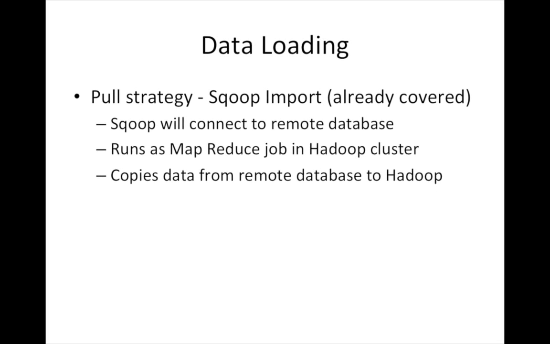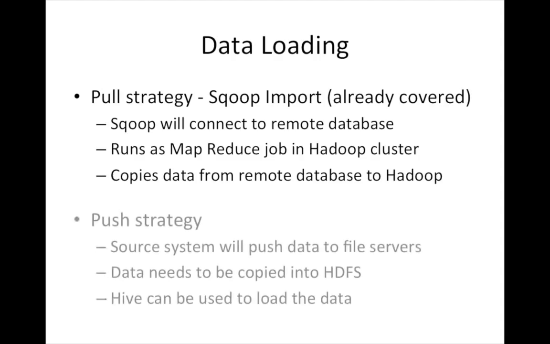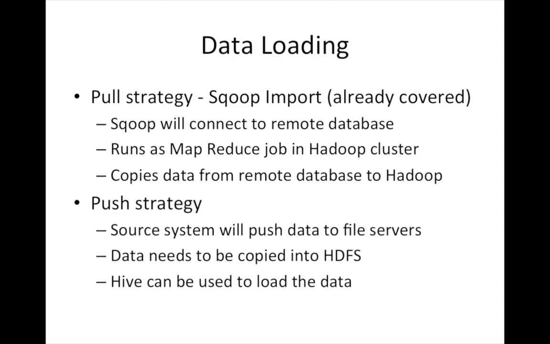So as part of data loading, we have seen pull strategy where Sqoop import is extensively used, and it will connect to remote database, runs as MapReduce job in Hadoop cluster, and copies data from remote database to Hadoop. And you can go back to the previous videos if you haven't seen Sqoop import. And the other strategy to get data from source systems is push strategy, where source applications will actually push data to you, and it's your responsibility from there to load into Hadoop.